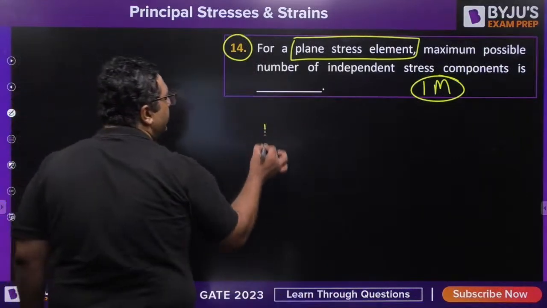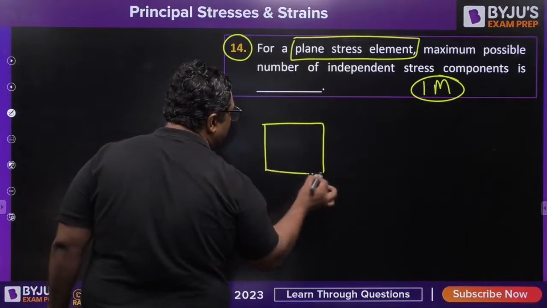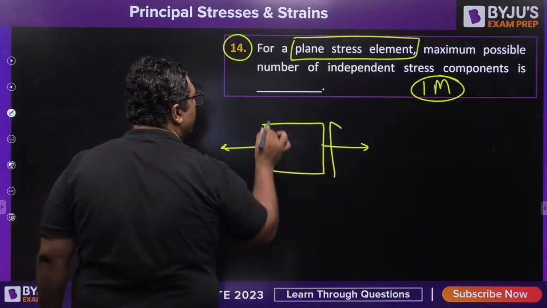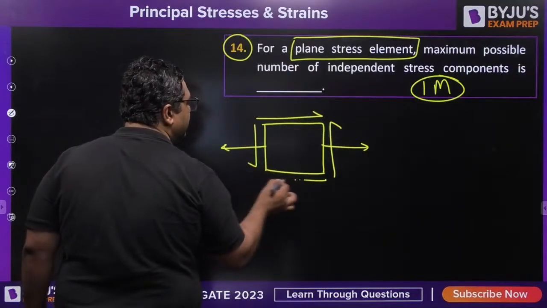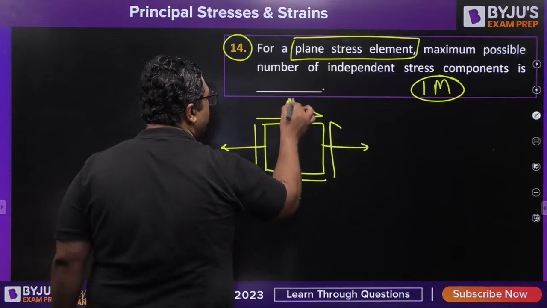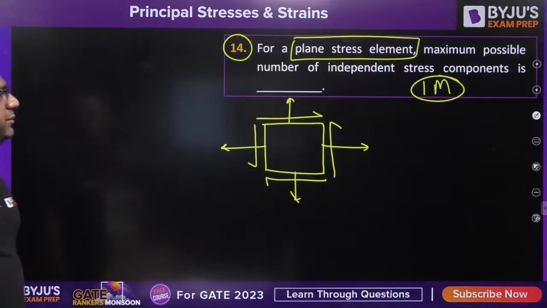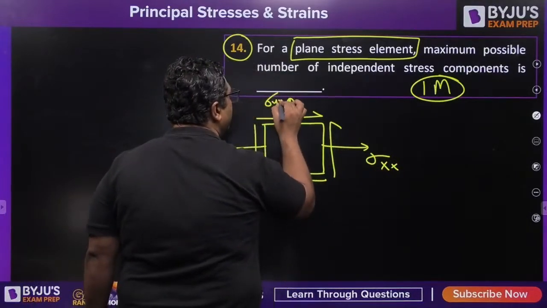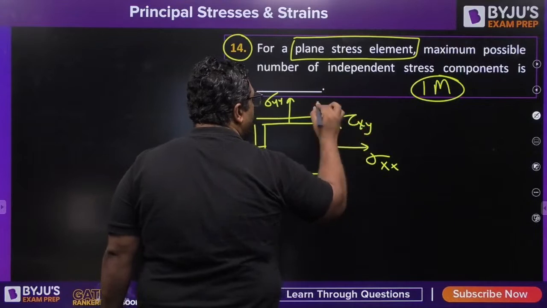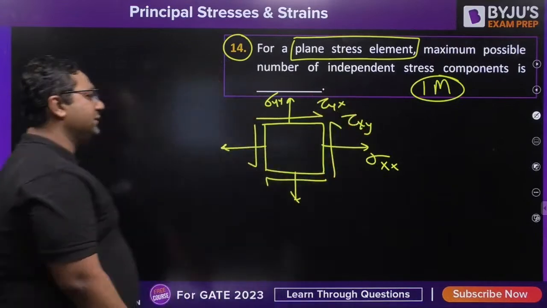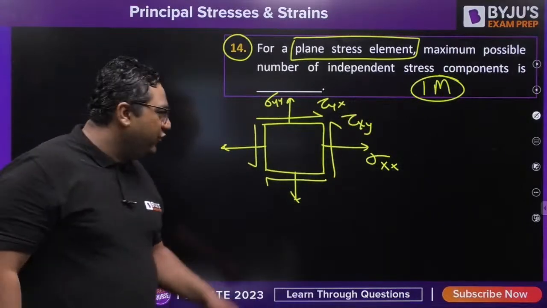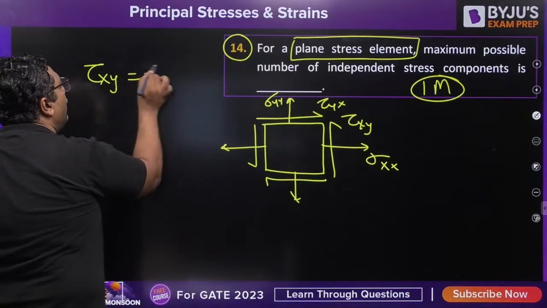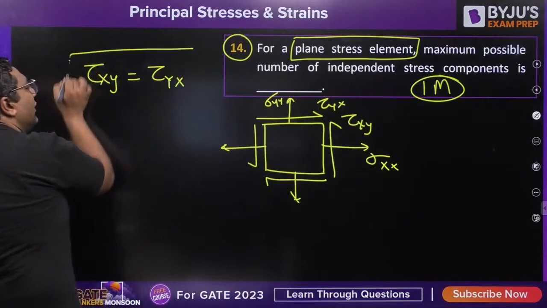So guys, you must be aware that whenever we have a plane state of stress, the combined loading has this state of stress. So, the maximum possible number of independent stresses: this is sigma xx, this is sigma yy, tau xy, tau yx. In the first class I told you tau xy and tau yx are equal.